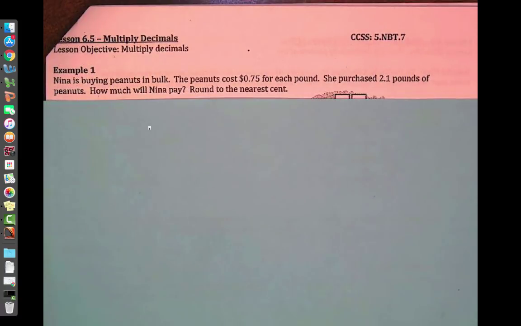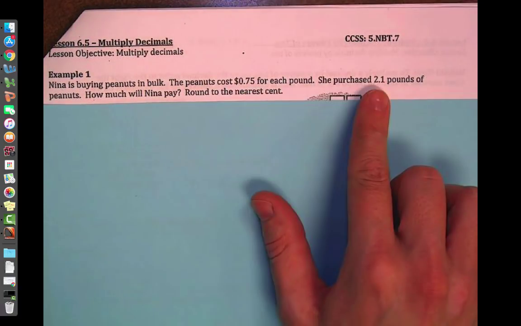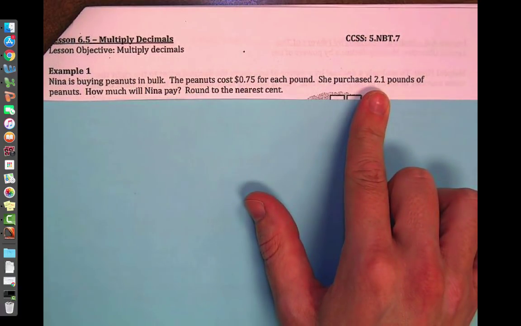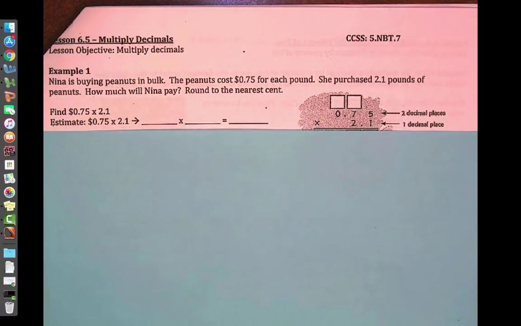All right, example 1. It says Nina is buying peanuts in bulk. The peanuts cost 75 cents for each pound. She purchased 2 1/10 pounds of peanuts. How much will Nina pay? Round to the nearest cent. So for this, we need to take our 75 cents times our 2 1/10 pounds, because that's how much each of them cost. So they start off with that.